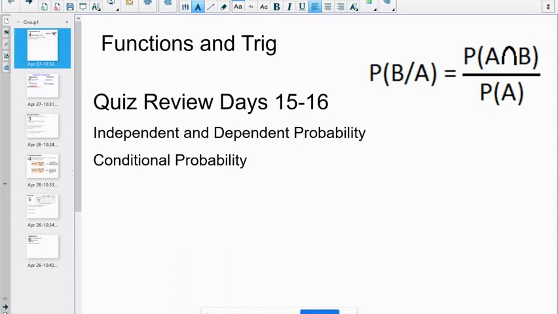So tomorrow you will be having a quiz. This is on just days 15 and 16, but there might be a question or two that's a little bit of a review, but I don't think it'll be too challenging.